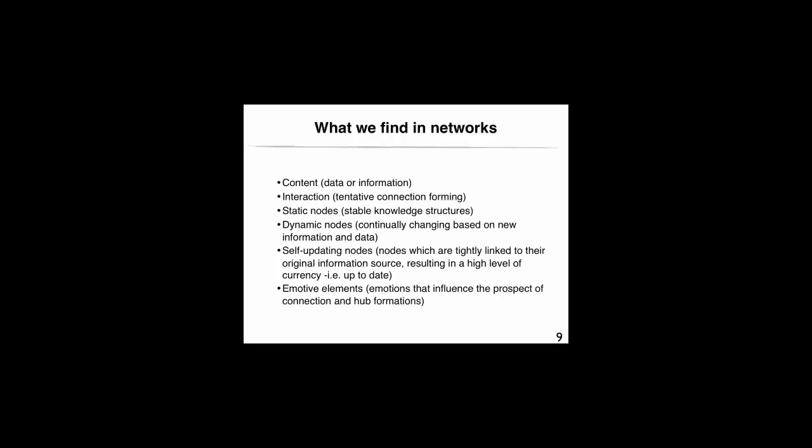There are also some self-updating nodes, and these are nodes which are tightly linked to their information source of origin, and that results in a high level of currency. For example, up-to-date information is an example of self-updating nodes. There are also emotive elements, and these are the emotions that influence the prospect of connections and hub formations.